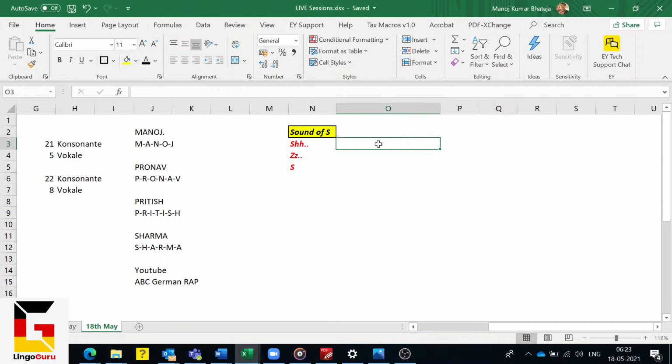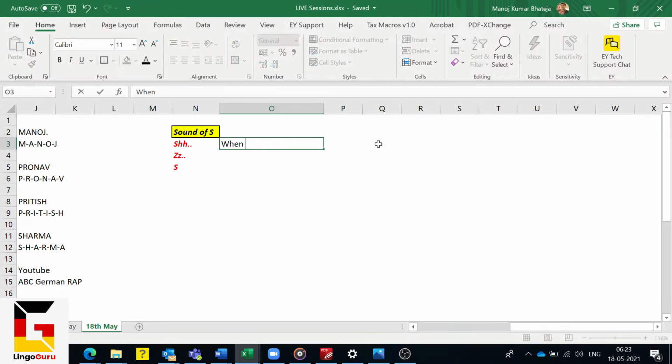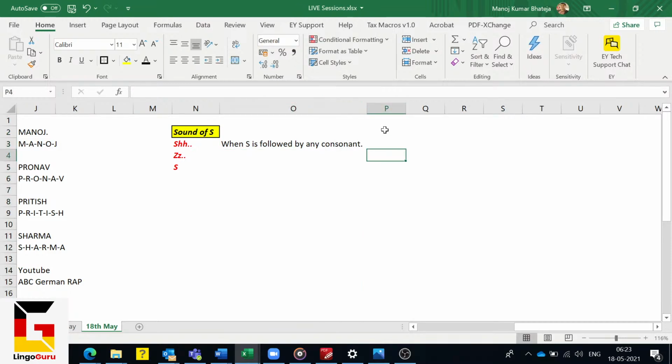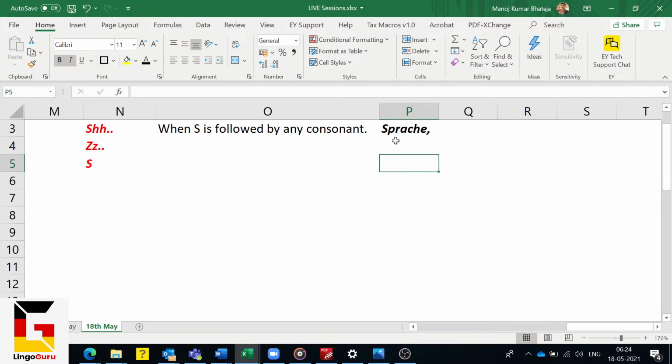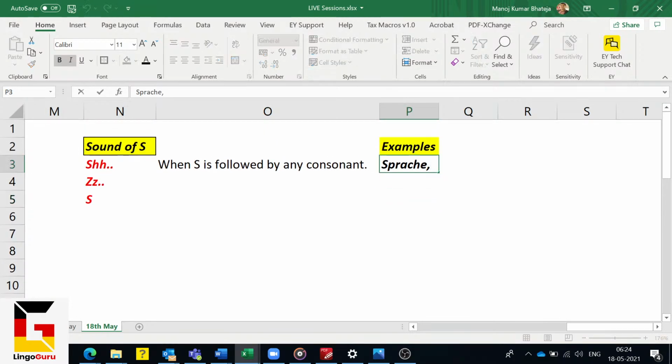Alright. What is the sound of sh? When is it going to give that sh sound? When S is followed by any consonant, it is going to be pronounced as sh. Write down examples. Let's say Sprache. You see, S is followed by P. It is going to give the sound of sh, Sprache.